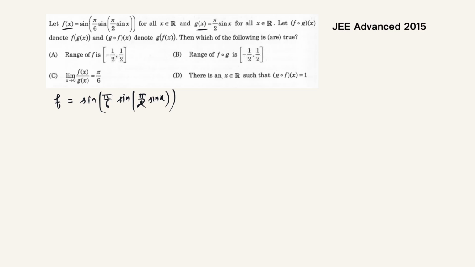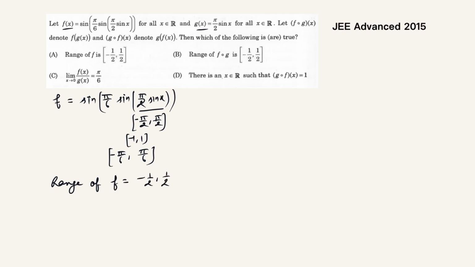And to find the range, we can start from the innermost loop. So from here, we can see that the range of this term is minus pi by 2 to pi by 2. And this is the domain of sine, which means that sine of pi by 2 sine x will be between minus 1 to 1. And therefore, the domain of the outer sine will be minus pi by 6 to pi by 6. And therefore, range of f will be minus half to half. And we can see that option A is correct.